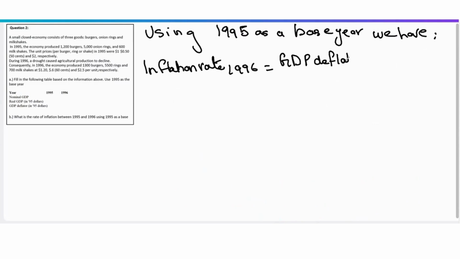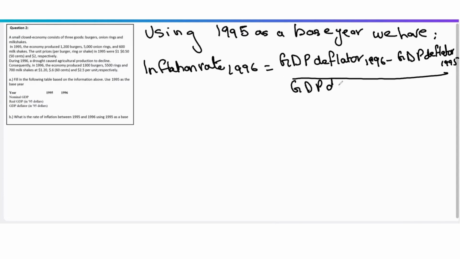Another alternative could be the CPI. It is the GDP deflator in 1996 minus the GDP deflator in the previous year, 1995, divided by the GDP deflator in 1995, and you multiply this entire thing by 100. Sorry, this became a little messy.